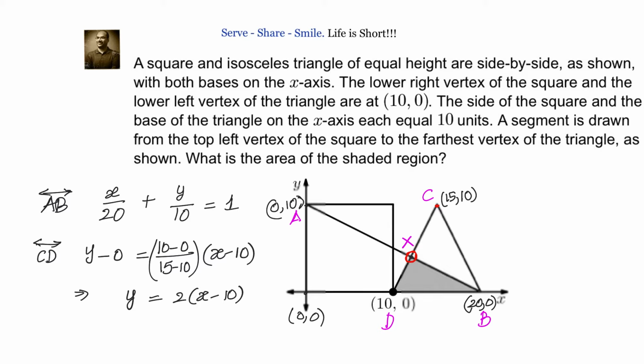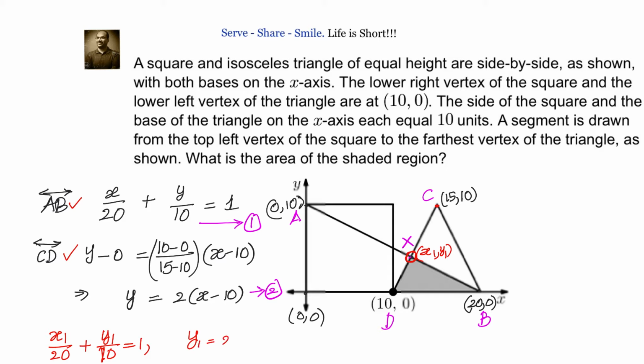Now we have two equations here, first equation and second equation. We try to solve these to find the coordinates of point X. Once we get the coordinates of X, then we can easily calculate the area of the shaded region. So let us say the coordinates of X are (x1, y1). In that scenario, (x1, y1) should satisfy both the lines AB and CD. So we will have two equations, x1/20 + y1/10 = 1.